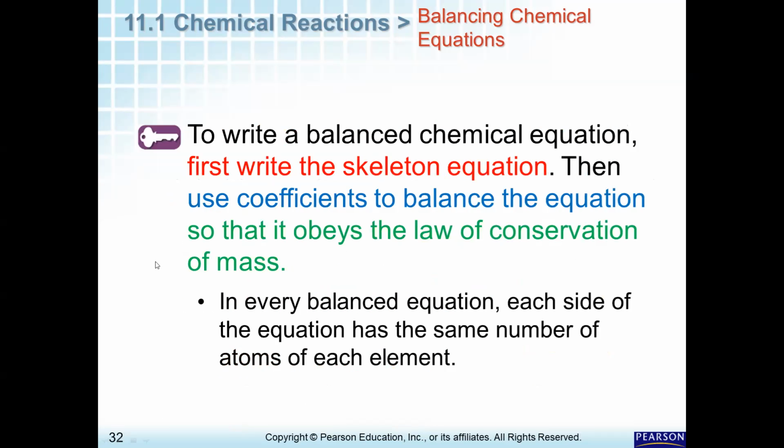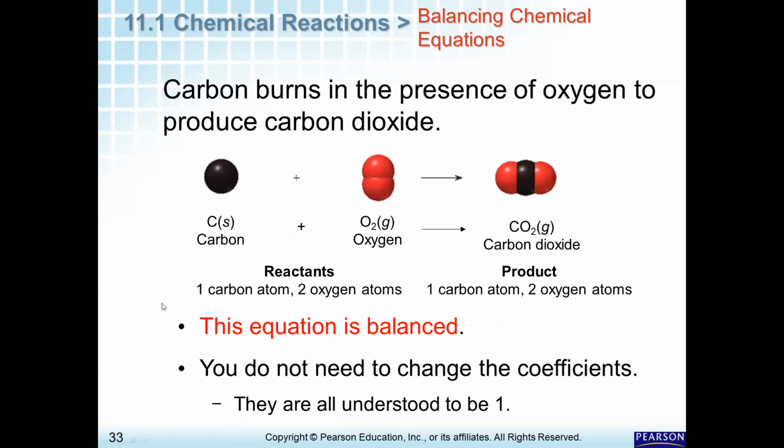Okay, so to write a balanced chemical equation, first you write the skeleton equation. That's for sure. You were given the names of the compounds, you write them, you put the state of matter, and so on. And then you use the coefficients in order to balance the equation by counting the number of atoms on both sides, making sure that they are the same. And if you check one of them and then you change another one, then you have to recheck the first one because it could be involved.